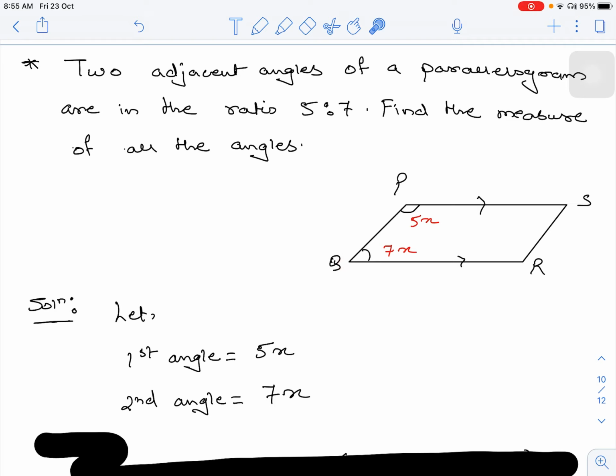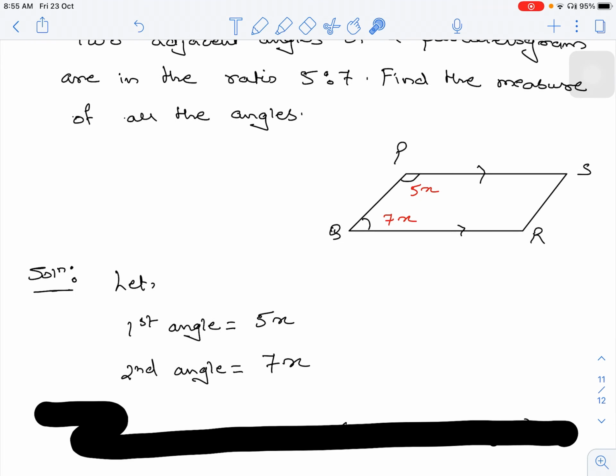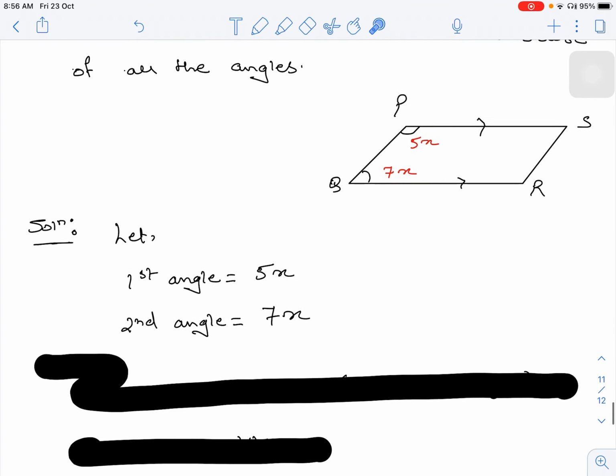Now remember one thing, that this is a parallelogram where PS is parallel to QR and PQ will be the transversal. So in such a condition, these both angles become co-interior angles. And we know that the sum of co-interior angles is always 180 degrees. So that property we are going to use further.